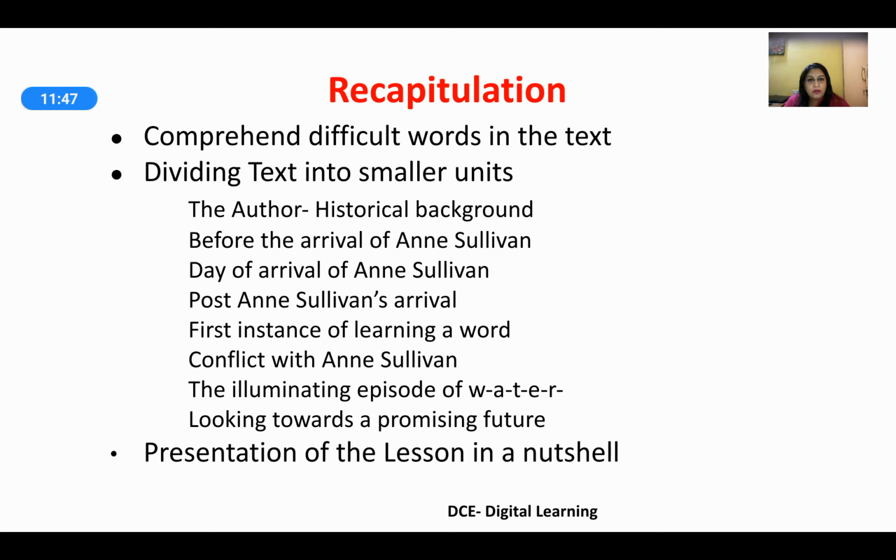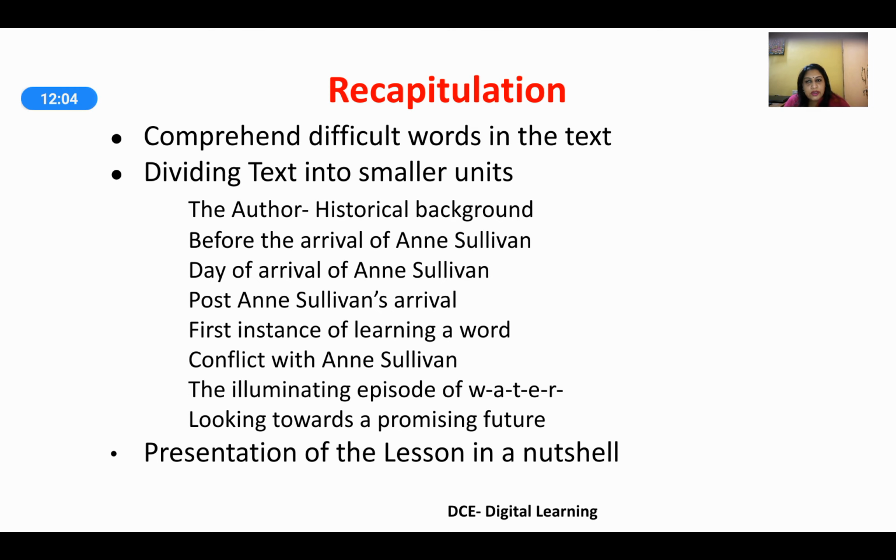Let us try to recap whatever we have learned through the course of this presentation. We try to comprehend the difficult words in the text. All the difficult words in the course of the text are described in the presentation along with relevant examples. The text is also divided into smaller units for better understanding. The text can be divided into these smaller units.